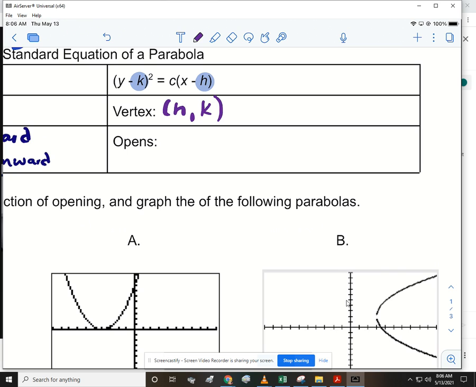When c is positive, this one is either going to open left or right. Which direction do you think would be the positive direction? Right, because that's where the positive numbers are, to the right. When c is negative, it opens left.